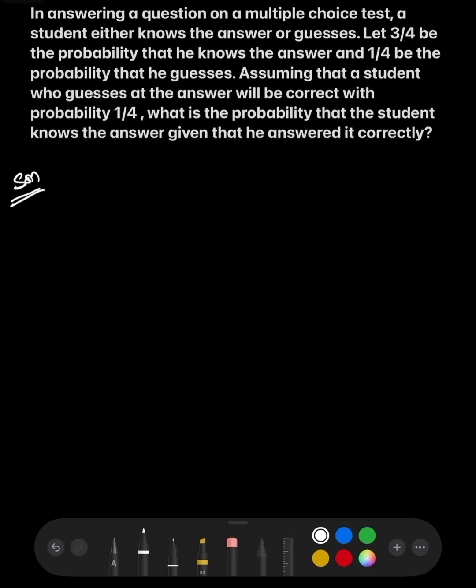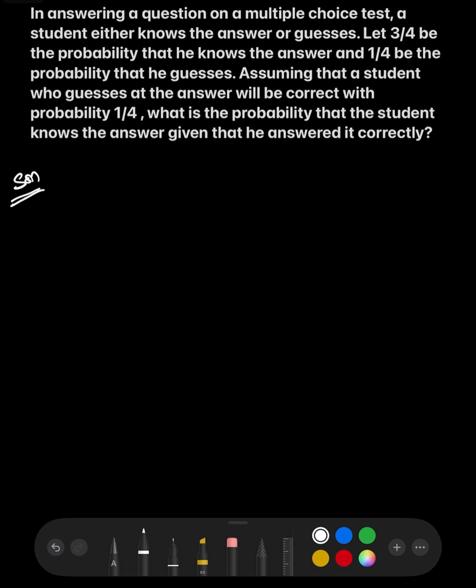Friends, today we will discuss a problem on Bayes' theorem. The question is, in answering a question on a multiple choice test, a student either knows the answer or guesses. Let 3 by 4 be the probability that he knows the answer and 1 by 4 be the probability that he guesses. Assuming that a student who guesses at the answer will be correct with probability 1 by 4, what is the probability that the student knows the answer given that he answered it correctly?